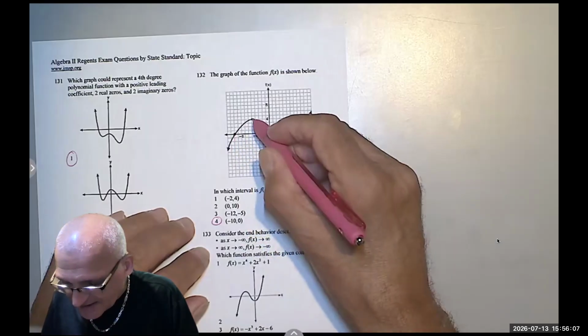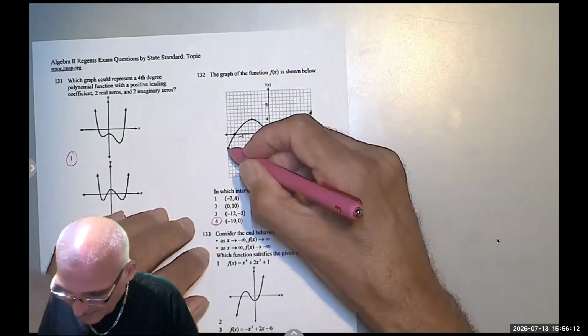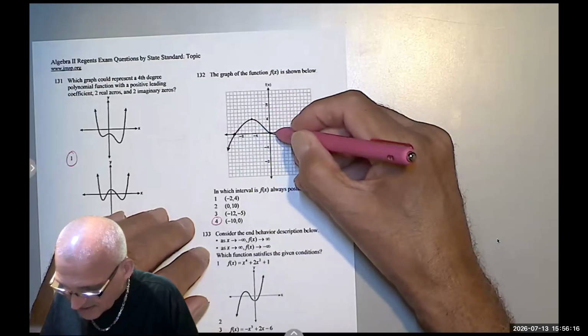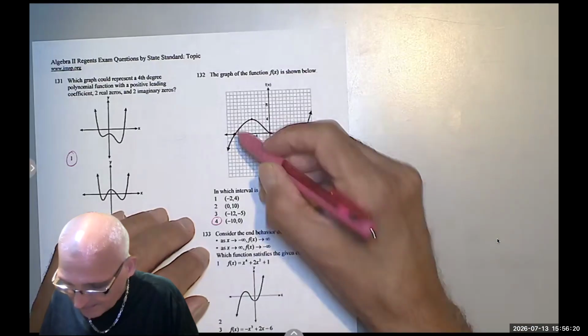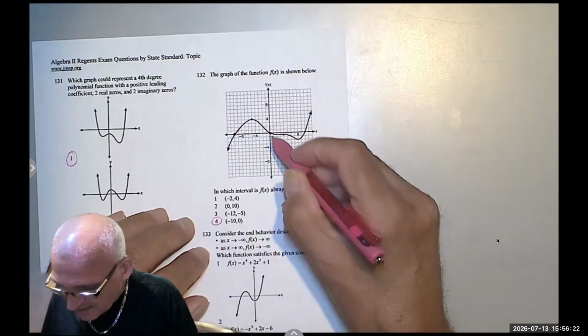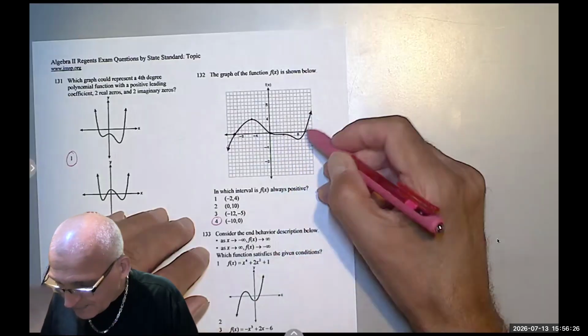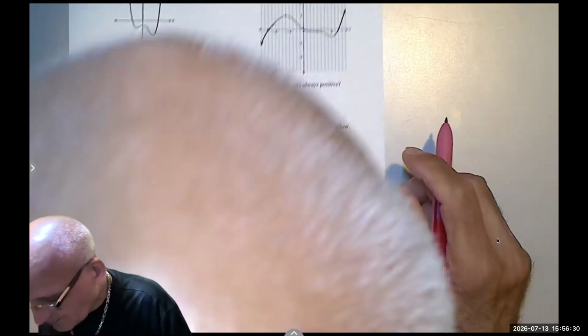And then it's just positive, but decreasing. So this part from here to here is increasing, decreasing, increasing. But positive, negative, negative, positive. Don't confuse the two terms.